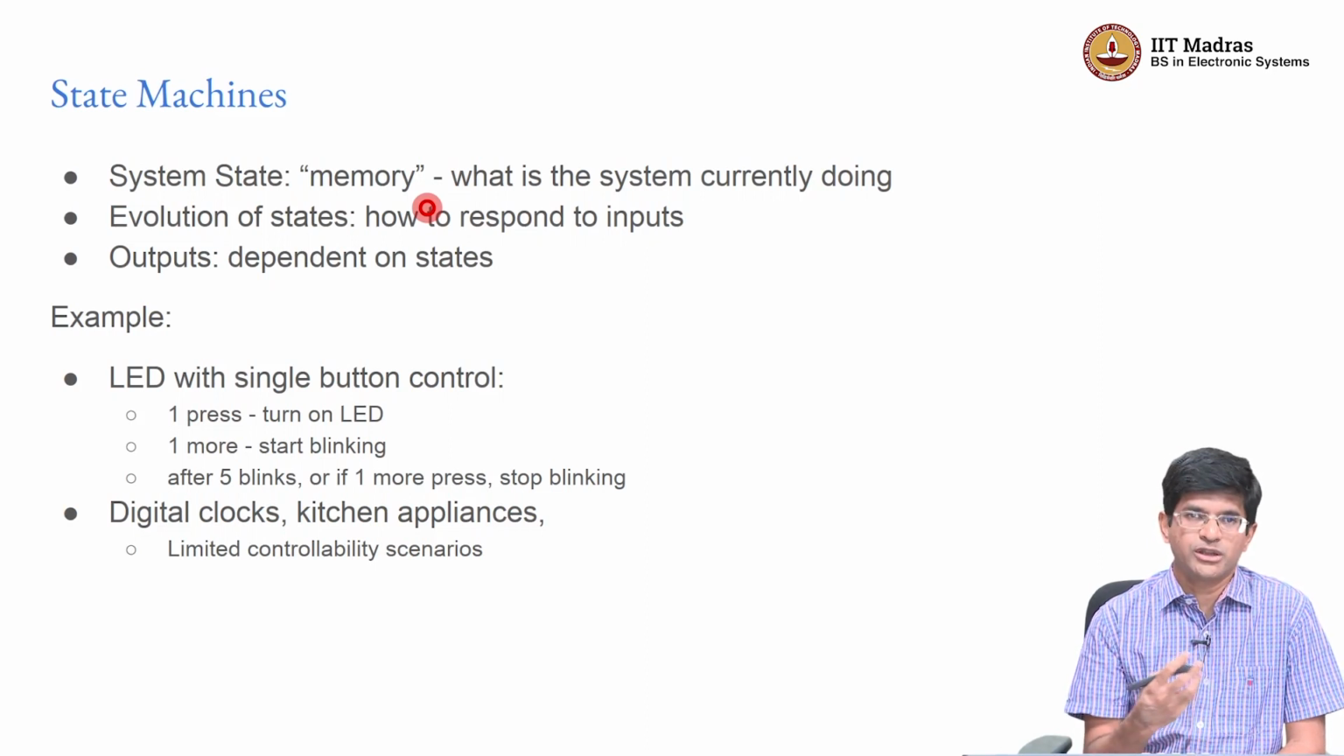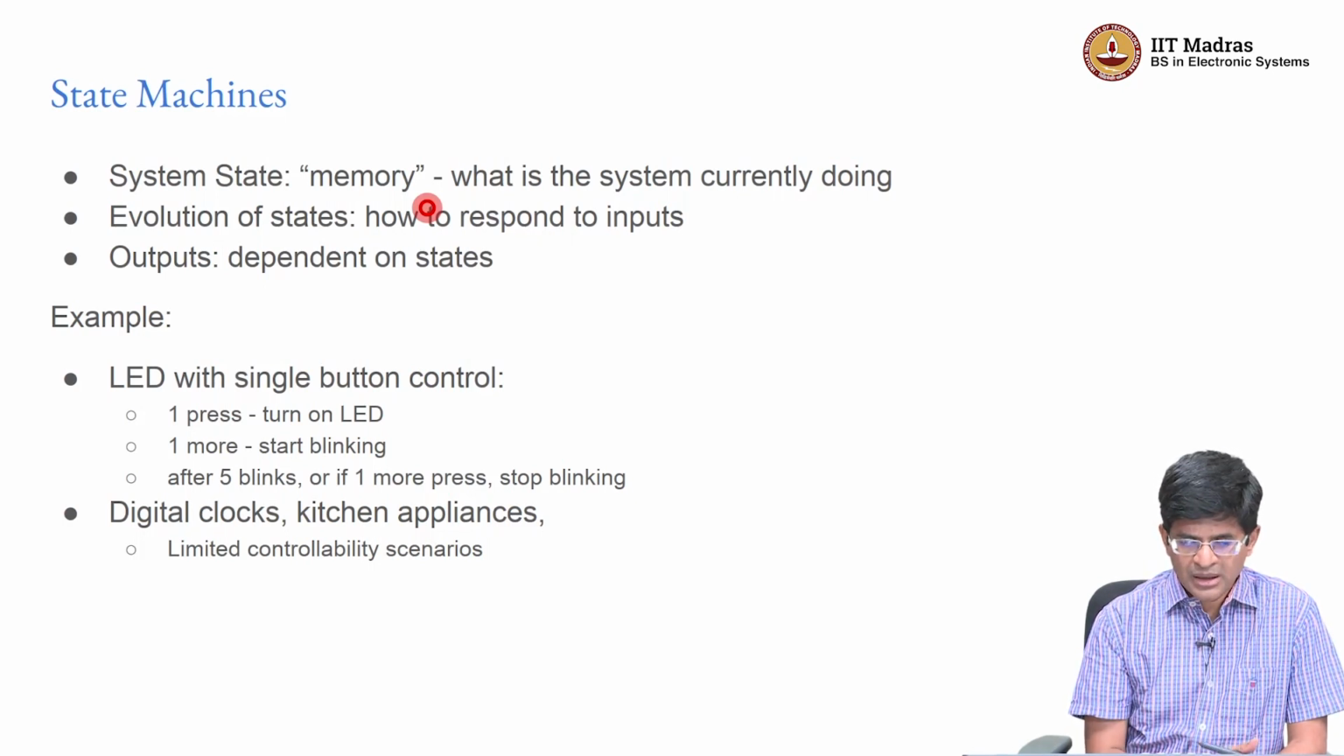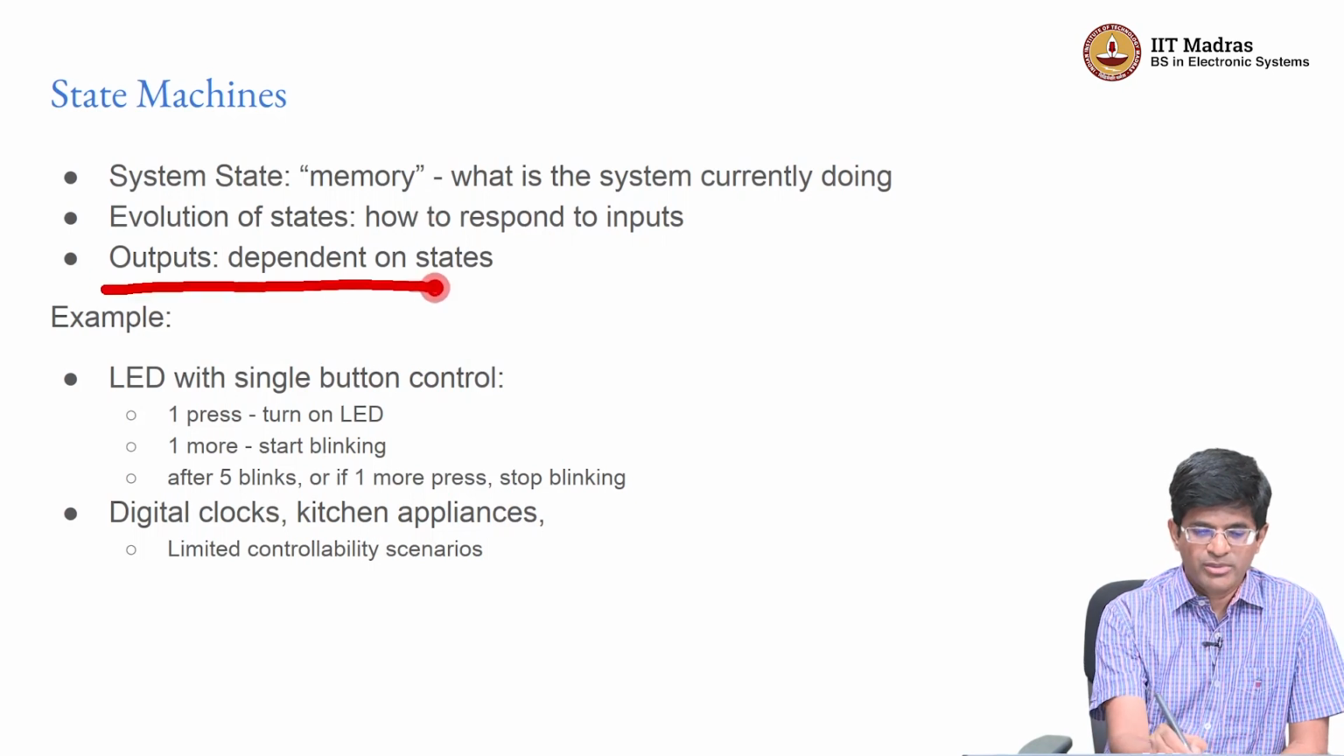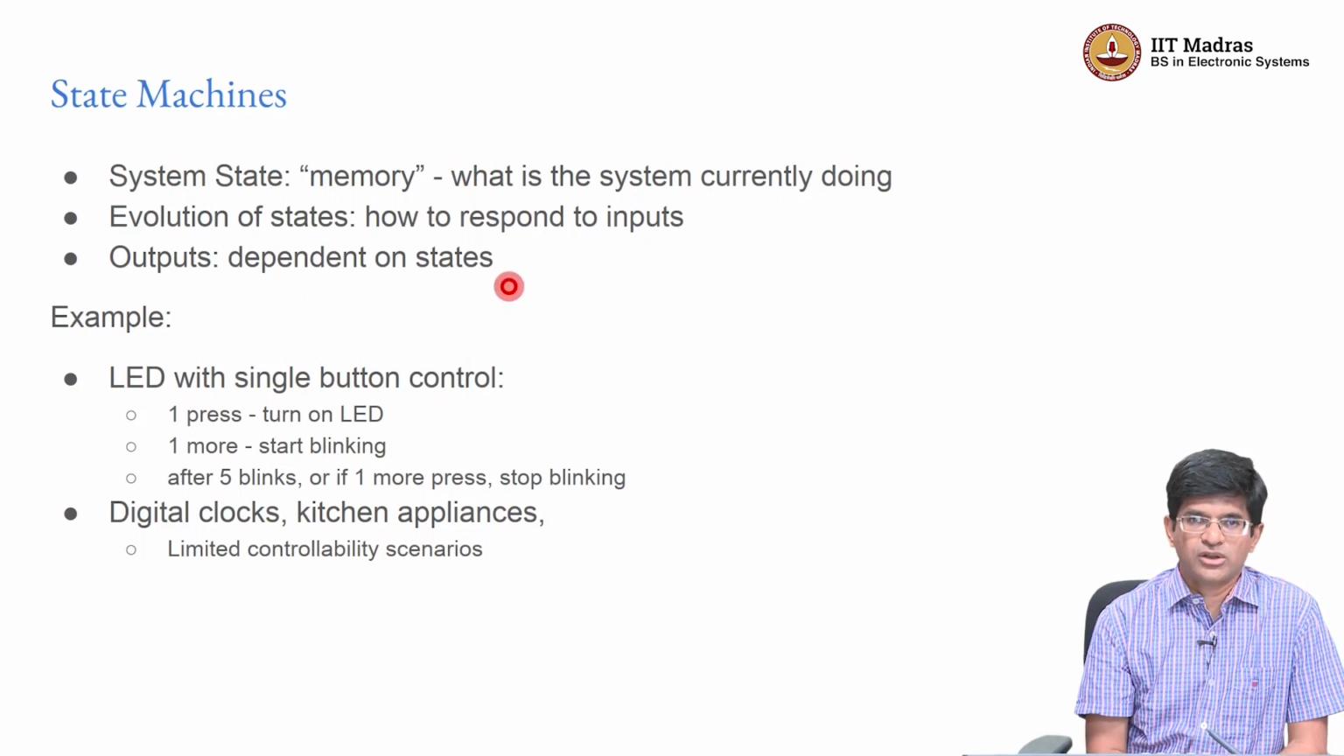So the evolution of the state of the system and how to respond to it is a natural pattern or a way of thinking about what an embedded system is supposed to do. And of course, the idea is that you should be able to compute certain outputs depending on the present state as well as the inputs that you see currently.